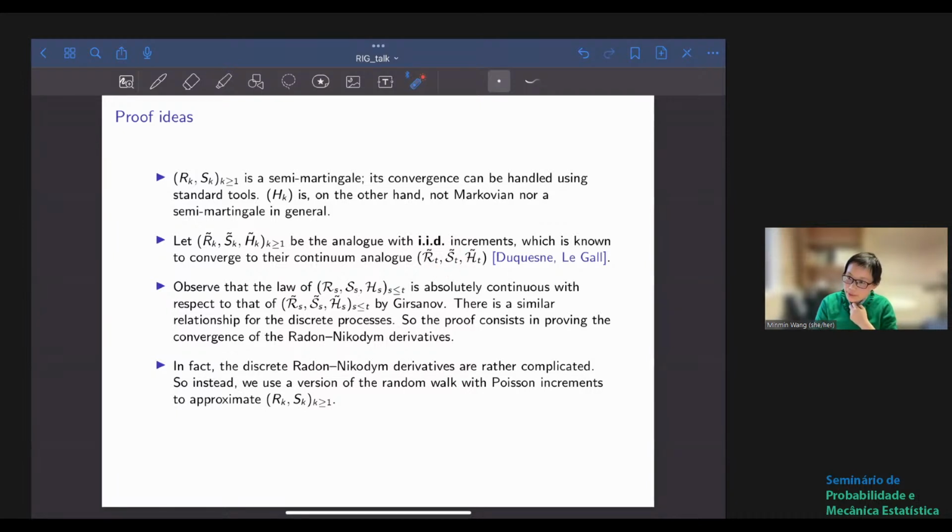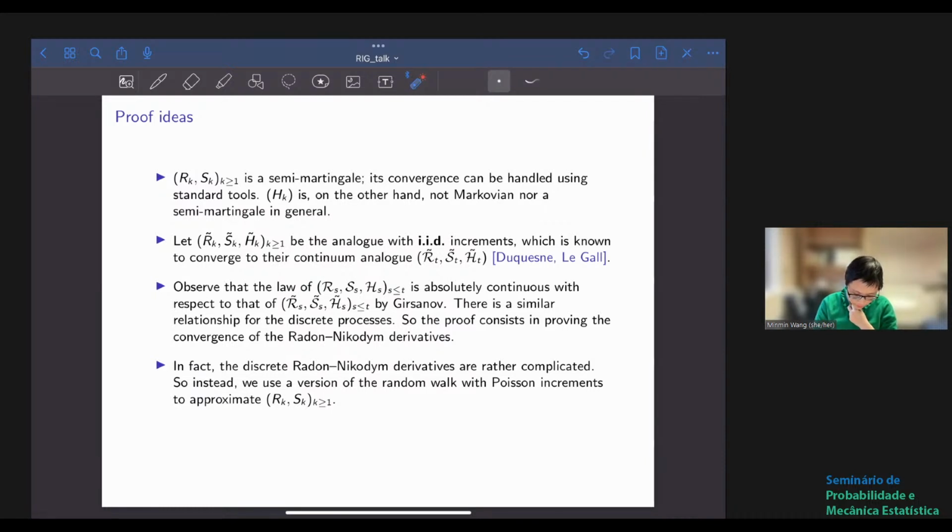without the parabolic drift. And it turns out there's a result of Duquesne and Le Gall which says this convergence also extends to the height process. So in the IID case, we can do the proof.